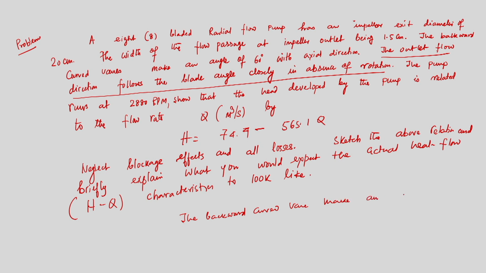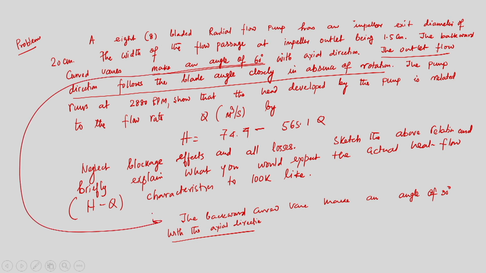make an angle of 30 degree with the axial direction. So, there is a mistake. This would be 30 degree, that backward curved vane makes an angle 30 degree with the axial direction. The pump runs at 2880 rpm.